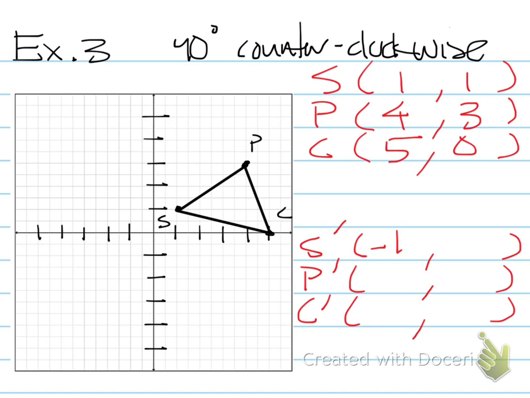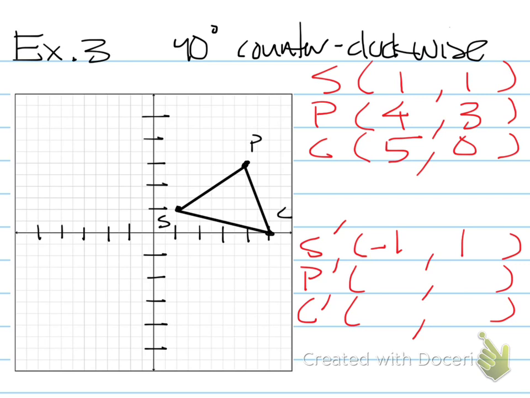And to get the coordinates of the image, now we're going to change the sign of the Y coordinate and then switch the X and Y coordinates. So the Y coordinate for S is 1, so we're going to make that -1 and put that in the X coordinate now. And then the X coordinate of the pre-image was 1, so that becomes the Y coordinate of the image.